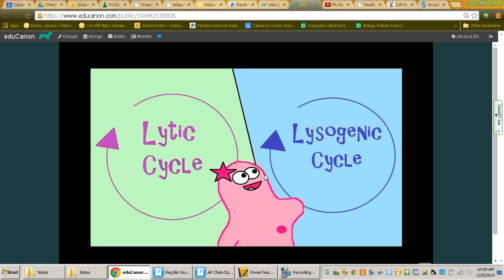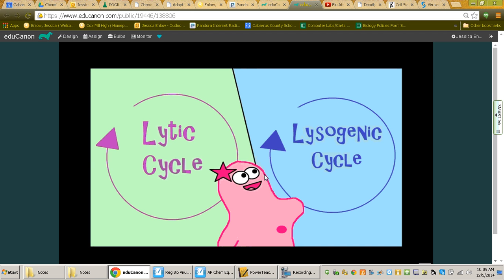Alright, so we got lytic, which was short and sweet, explode, boom, bad. Okay? Lysogenic, longer word, longer, sneaky cycle, and that's where the viruses hide out in your cells for a long time. That's what they're going to explain in a second. Lysogenic, I just want to make sure you got the two words down. Lytic and lysogenic. Good here?